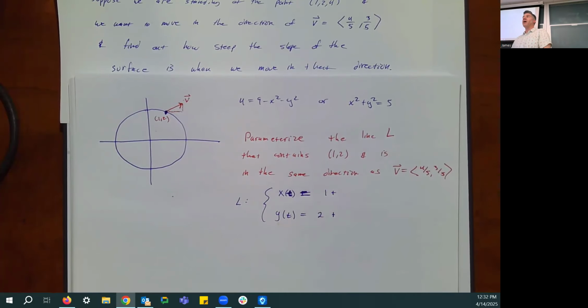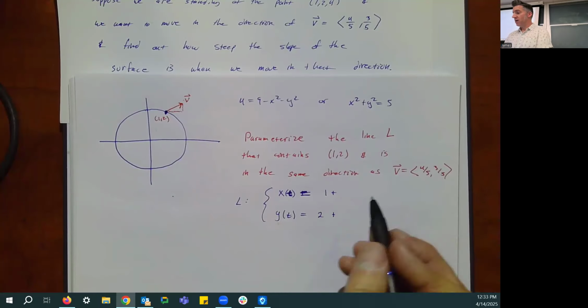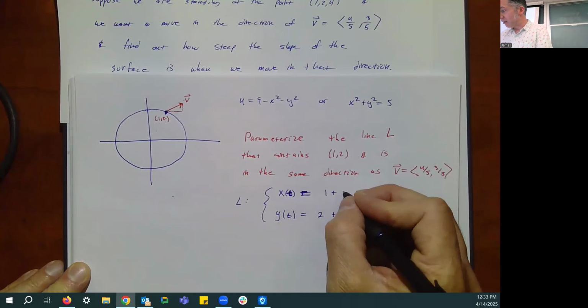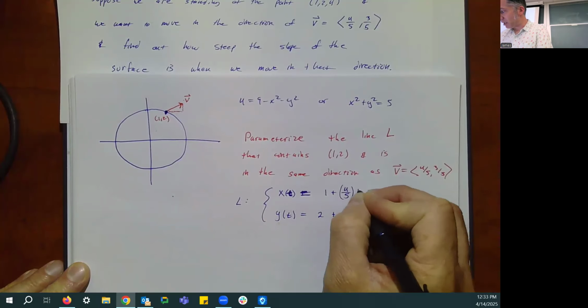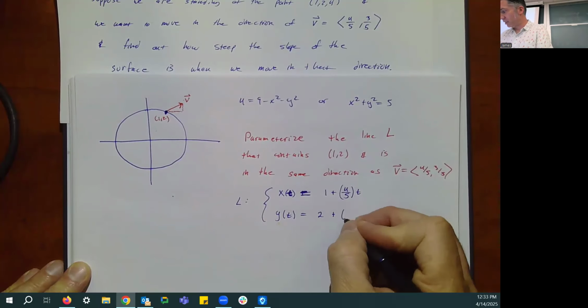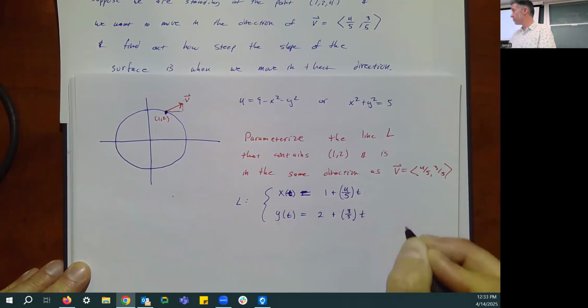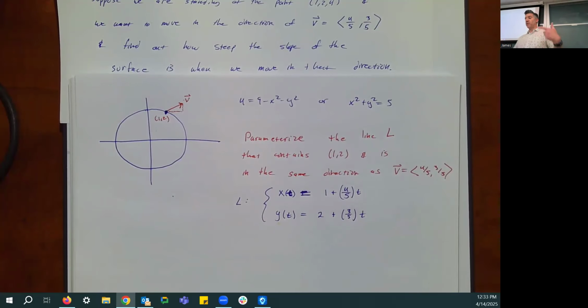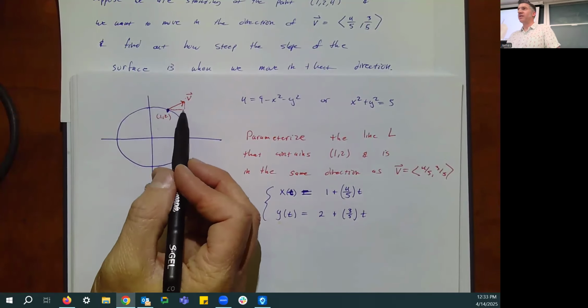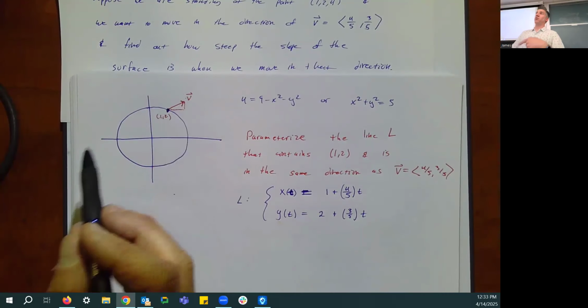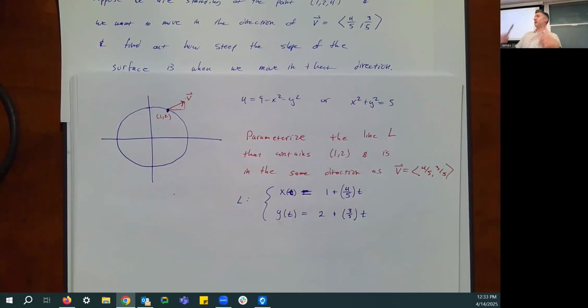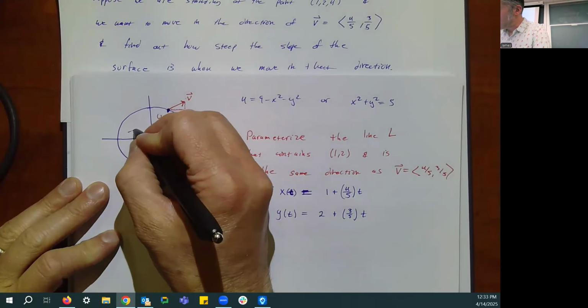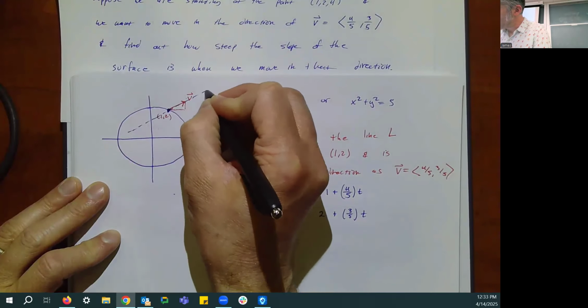The something we're going to add on is how much we're going to move in the x and y direction, which is exactly what the vector is telling us. So x of t is going to be 1 plus 4/5 times t, and y of t is going to be 2 plus 3/5 times t. At time equals 0, we're at the point (1, 2), and at time equal to 1, we've moved exactly 4/5 in the x direction and 3/5 in the y direction. For time equal to 2, we move that much over and that much up again, and again and again. So we're describing the entire line that contains this vector. There's the line there.